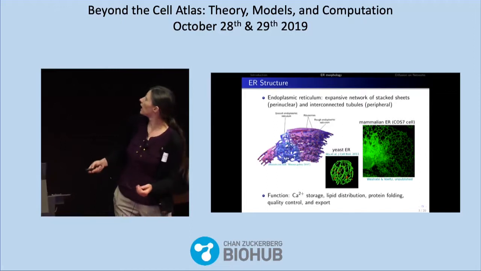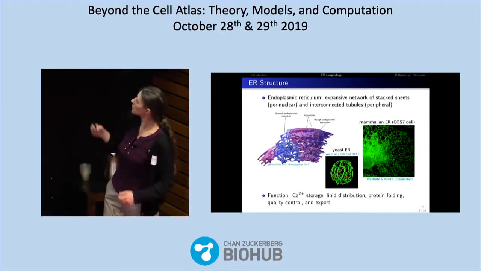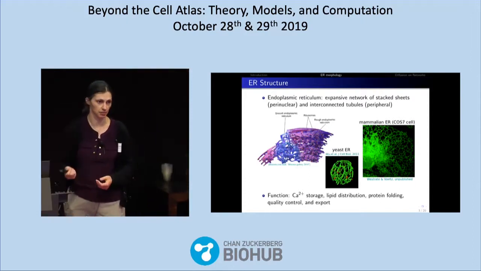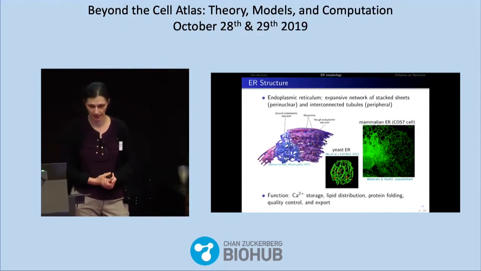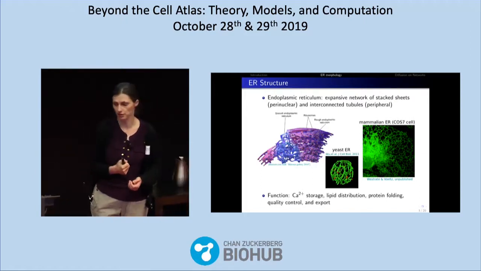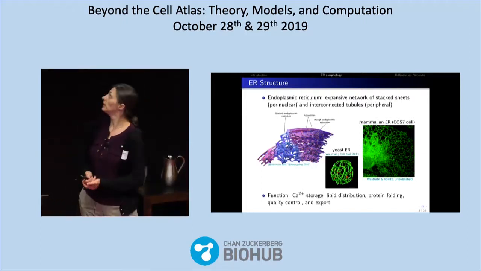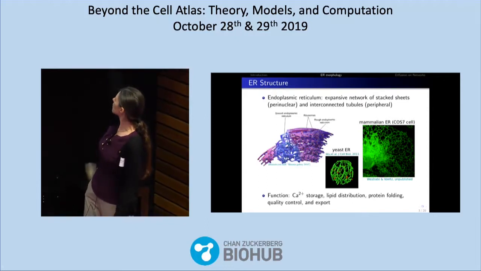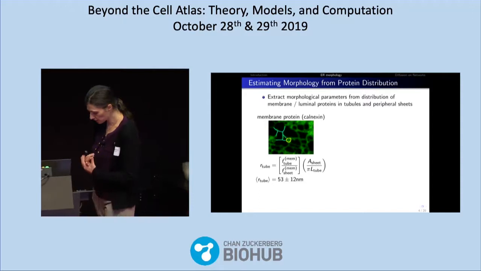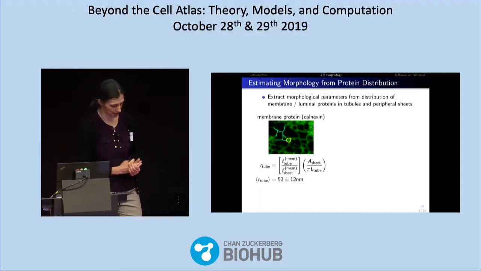Of course, when we look at one of these beautiful images of ER structure, what we're actually looking at is the distribution of some fluorescently labeled ER protein. It's a membrane protein in this case. One of the first things we wanted to ask was, how can we quantify that distribution? How can we get some kind of information about morphology and where the proteins are going from looking at those images? The first time we tried to do that, it didn't work.